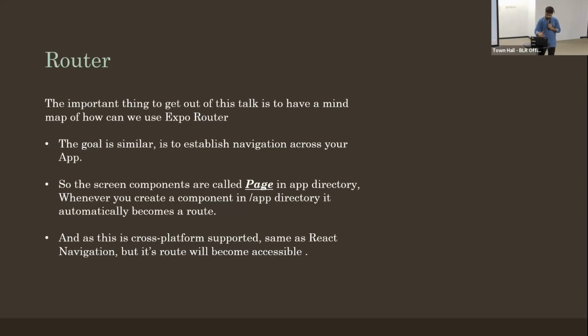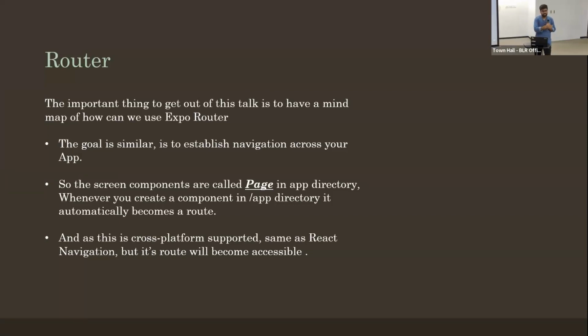The important thing to get out of this talk is to have a mind map of how we can use Expo router. The goal is similar, to establish navigation across your app. The screen components in this Expo router are called pages in the app directory. Whenever you create a component in the app directory, there's this folder in the Expo router. Whenever you create any file in that with .tsx, it would become a screen.